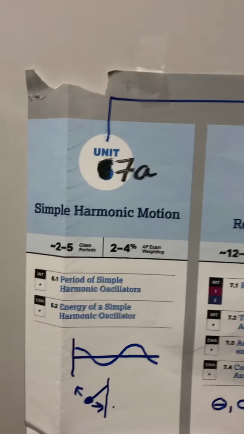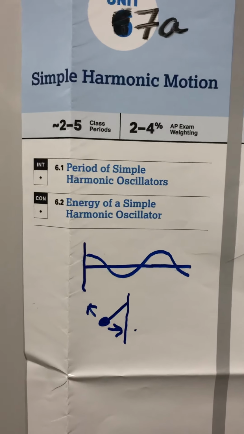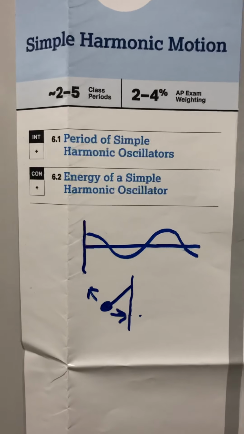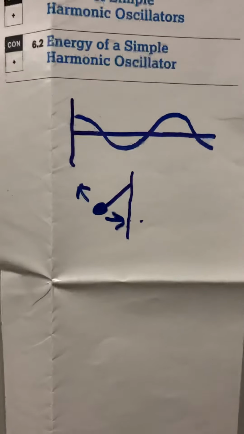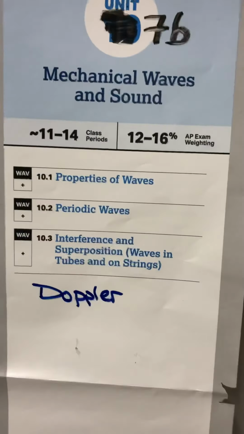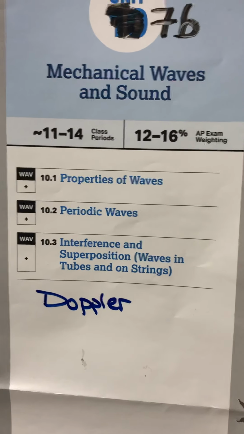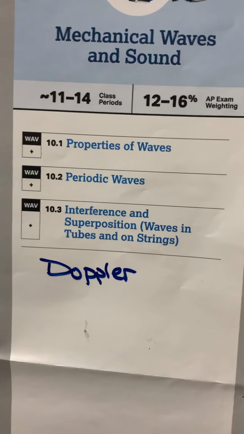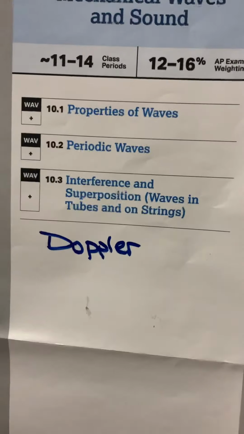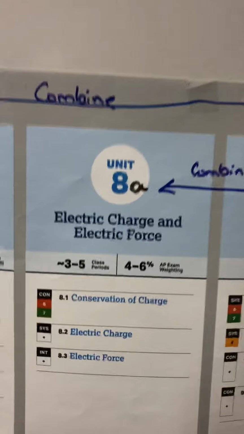Unit 7, we're going to break up into two parts. 7a is what I call simple harmonic motion. This is where the unit circle comes from, or your sine and cosine waves, and also that of a pendulum. That'll be 7a. 7b will be mechanical waves and sound. We're talking about waves, amplitude, wavelength, wave speed, periodic waves, and also interference patterns, and also the Doppler effect. This will be 7b.